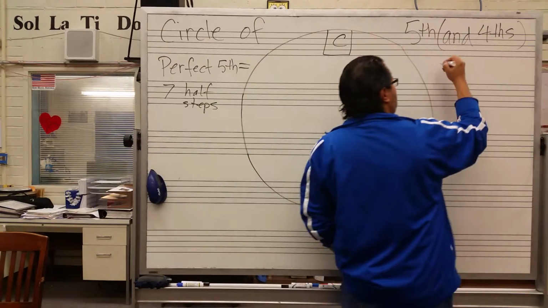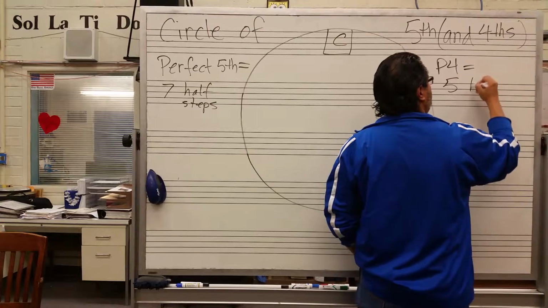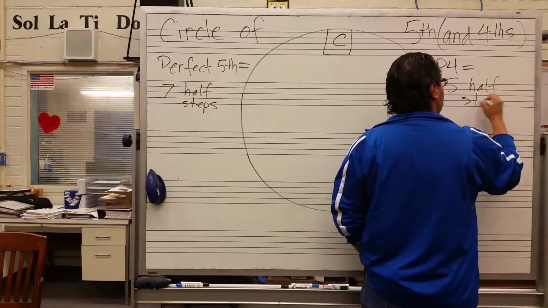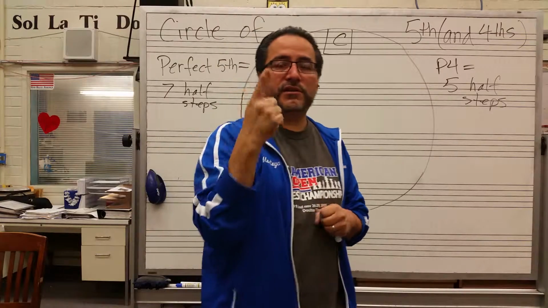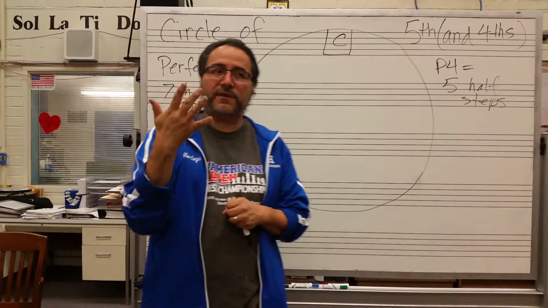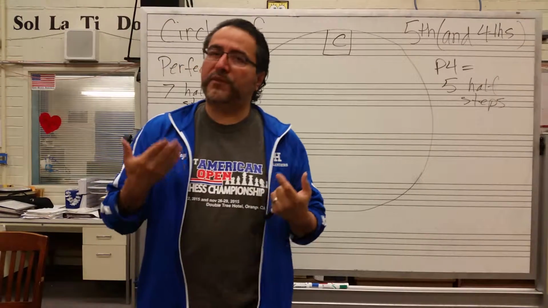A perfect fourth equals 5 half steps. So if I'm going from C, C sharp, D, D sharp, E, F, that's 5 half steps, and that gets me from C to F, which is a perfect fourth.